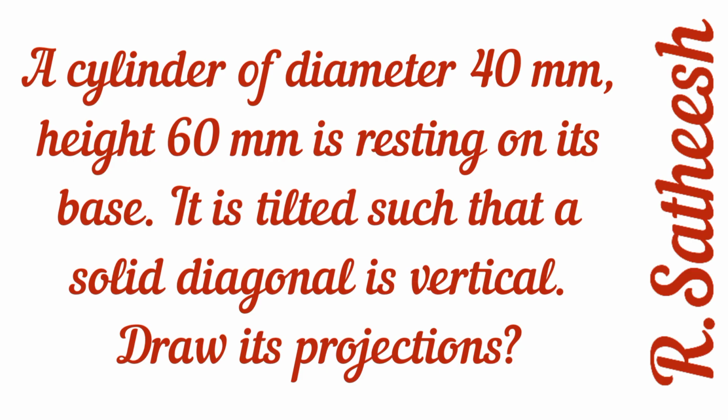Hi students, welcome. So now we are discussing the projection of solids topic. A cylinder of base diameter 40 mm, height 60 mm is resting on its base. It's tilted such that a solid diagonal is vertical. Draw its projection. Clear?